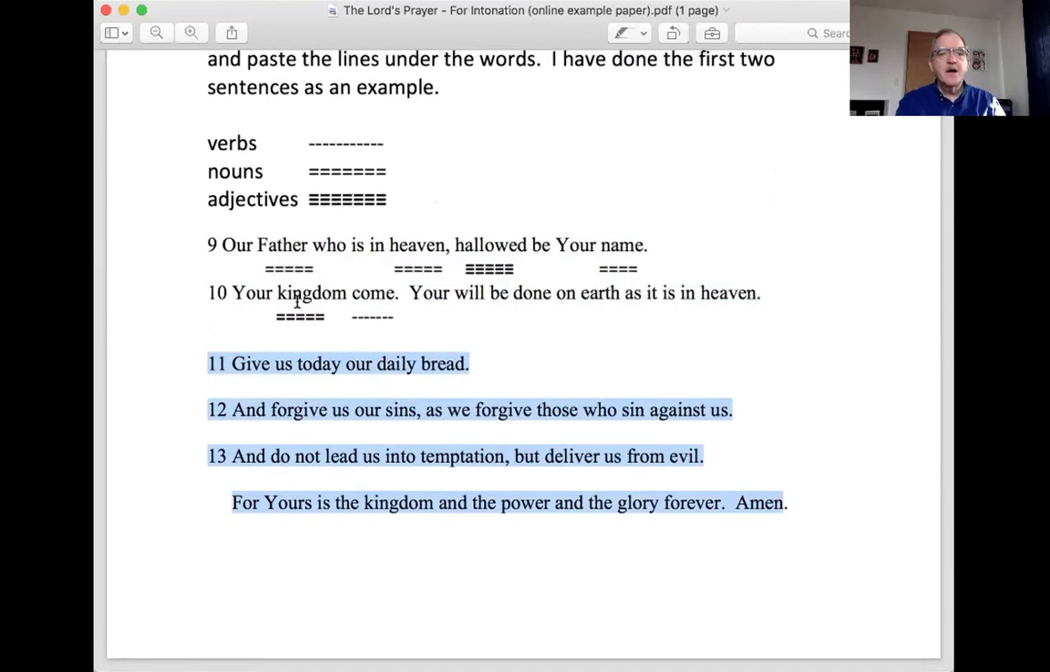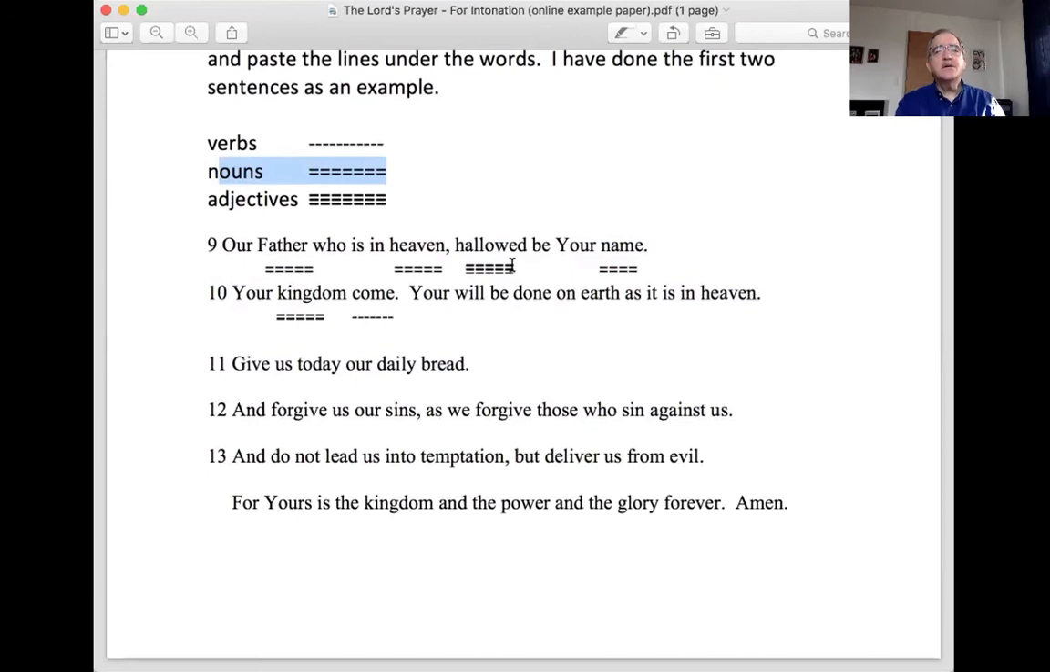All right. Our Father, here it's got two lines because it's a noun. Our Father who is in heaven, hallowed be your name. Now the word hallowed is an adjective, so it's very loud. Now notice that our is not stressed. Who is in is not stressed, it's low. Be your is low. Okay, listen again. Our Father who is in heaven, hallowed be your name.